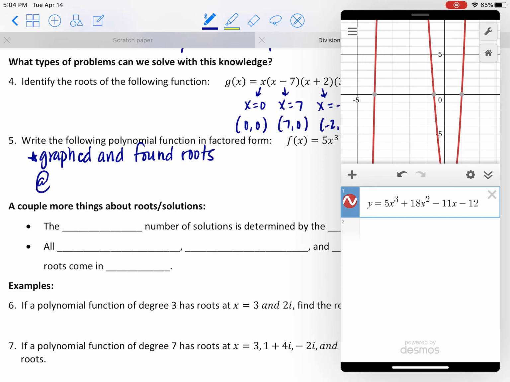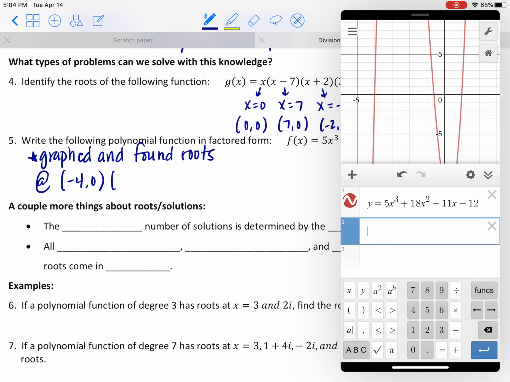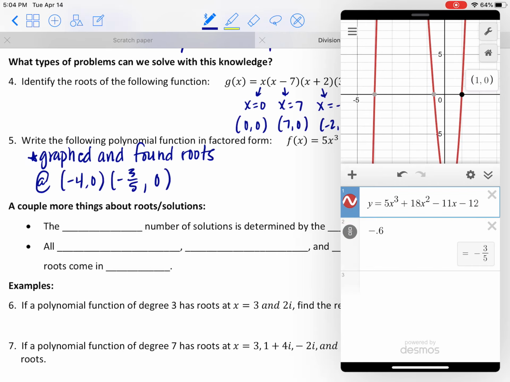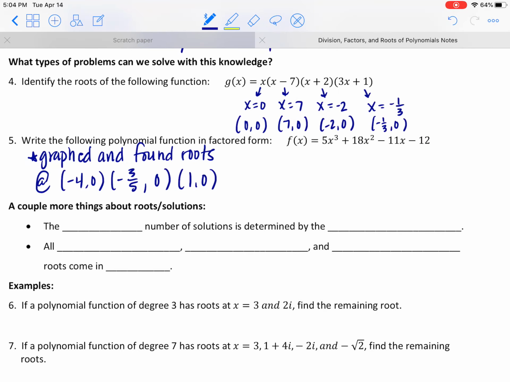So I graphed this and found roots at, I have a root here at -4, 0, and a root here at -0.6. Now, -0.6, I don't want the decimal there, so I'm going to make that a fraction. So I got -3/5, and then the last one here is at 1.